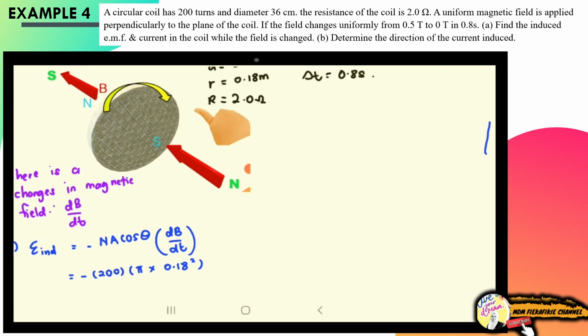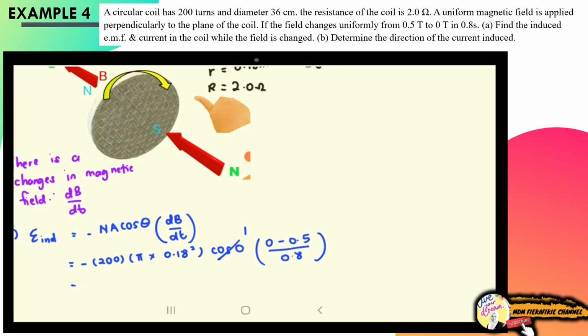Okay, macam ni lah, B ke sana, A dia pun ke sana juga, boleh. So angle dia kosong, so kita boleh tulis cos 0, so it's equal to 1, and dB dt is B final minus B initial over time. The change of time is 0.8. Therefore the answer is equal to 12.72 volt. Okay, so kita dah jawab. Find the induced EMF, so it's equal to 12.72.